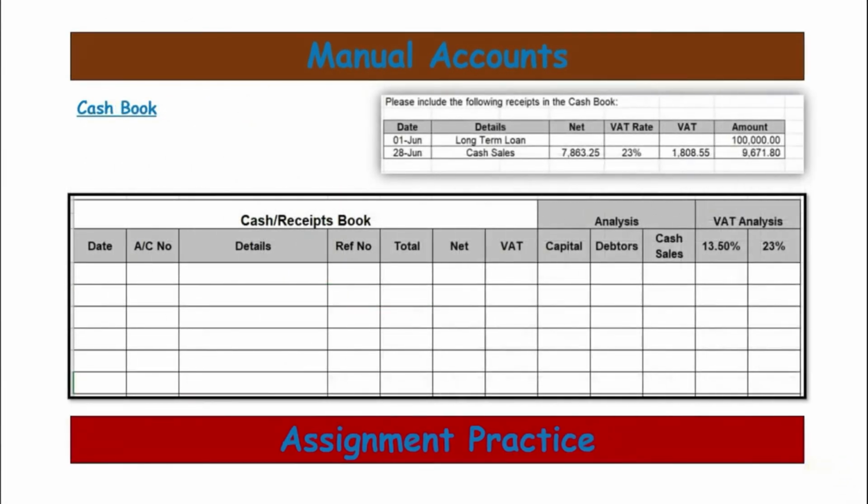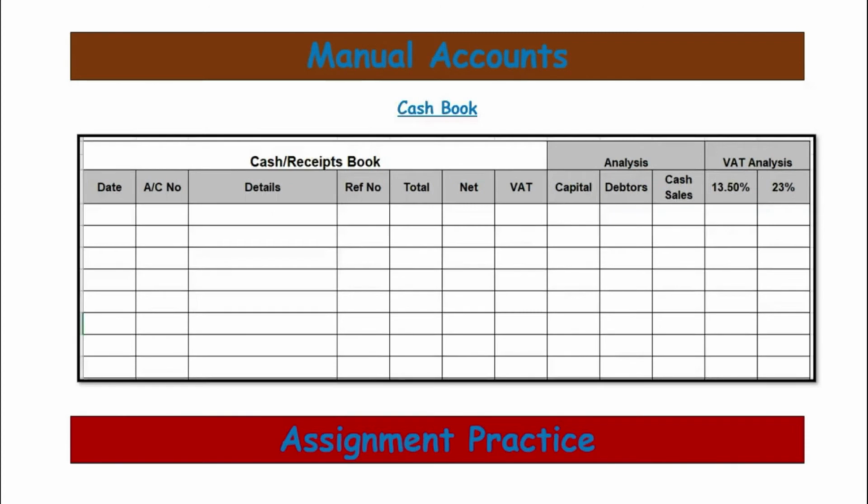In this exercise, there are two items to go in the cash book: long-term loan and cash sales. The cash sales are appearing for the first time, so we must document the VAT element. There is no VAT on the loan. Again, when we include the customer payments we can see how the date affects the order of the entries.